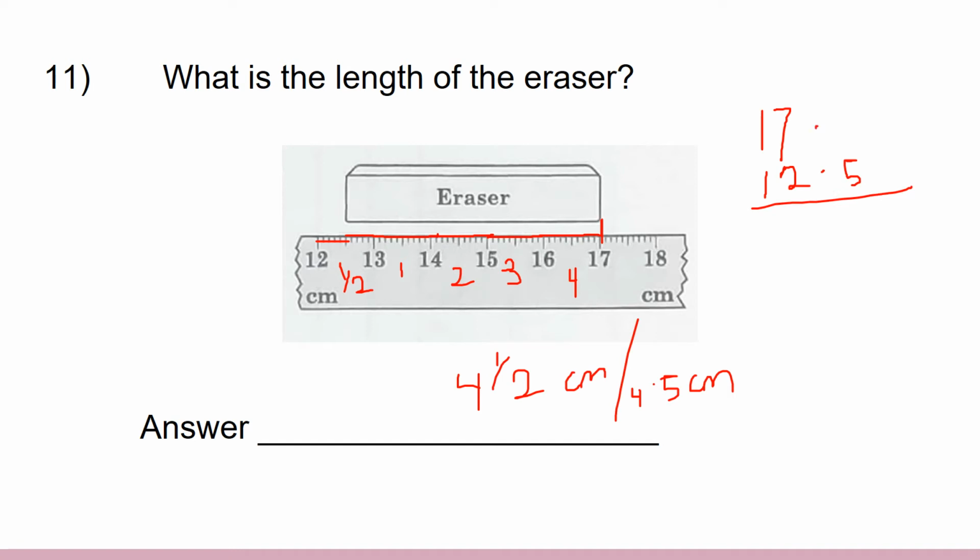I'm going to put a 0 here. Subtract. Could 0 take away 5? No, so I borrow from the 7. I'll remain with 6. 1 comes here. 10 take away 5, it's 5. 6 take away 2, it's 4. 1 take away 1, it's 0. And we are getting the same answer, 4.5 centimeters.